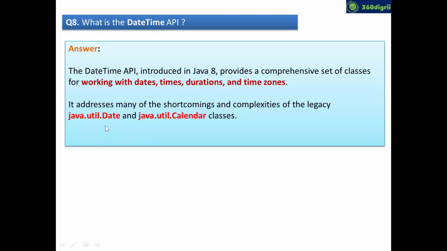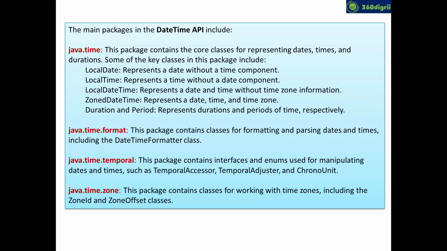Legacy means they already existed before Java 8: the Date class and Calendar class. But in Java 8, other than these, they introduced some new classes: LocalDate, LocalTime, LocalDateTime, ZonedDateTime, Duration, Period, and DateTimeFormatter. These classes were introduced as part of the DateTime API.